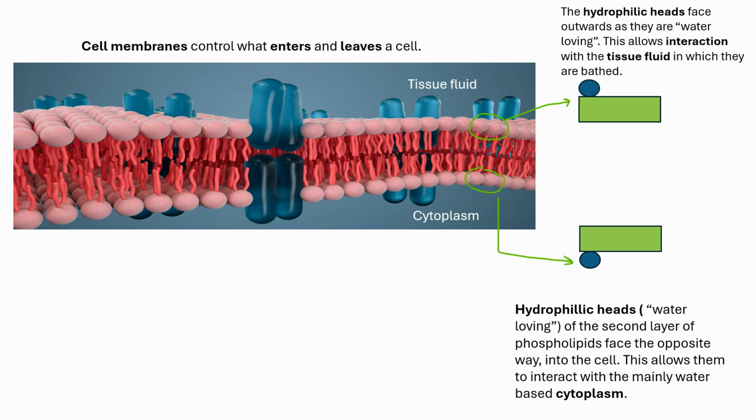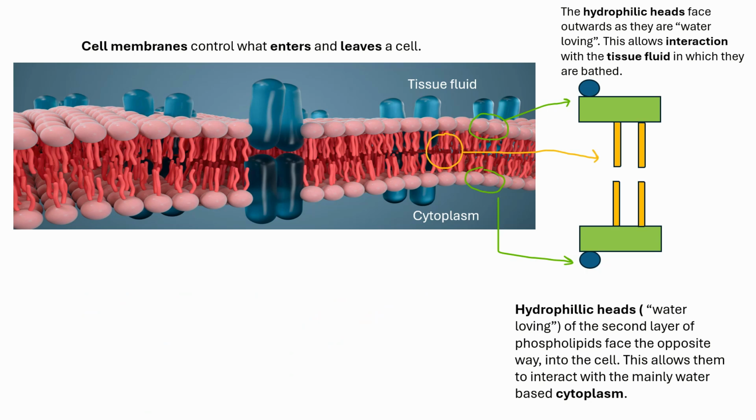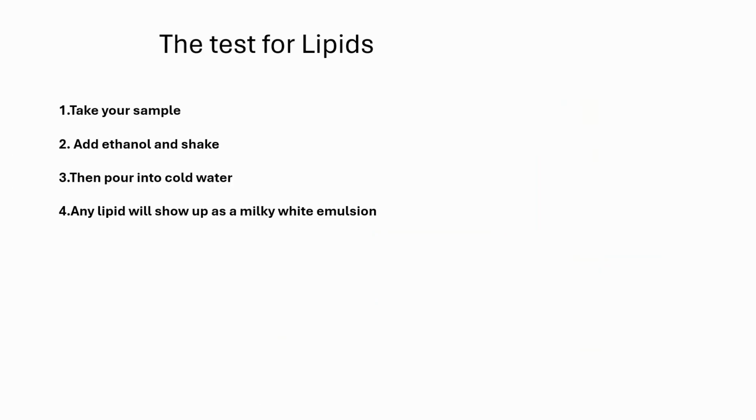Now, the hydrophilic heads facing into the cytoplasm also are charged because the phosphate group has a charge, and so they love water. And this is good because we want our cell membrane to be able to interact with the cytoplasm inside the cell. However, the tails of the two layers face inwards and they're hydrophobic. And this is really good because these hydrophobic tails make the membrane impermeable to water loving molecules. Glucose and amino acids cannot just move in and out of cells willy nilly. They actually need special transport mechanisms to get through. However, non-polar molecules that are soluble in oil or lipids can get through.